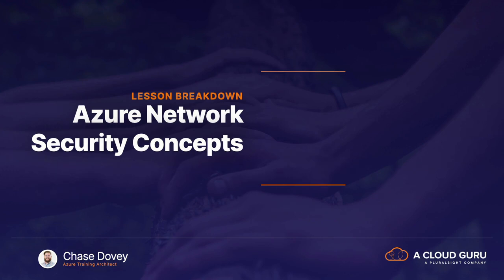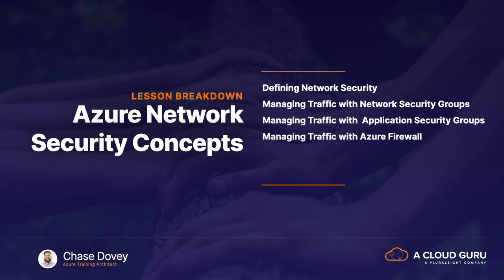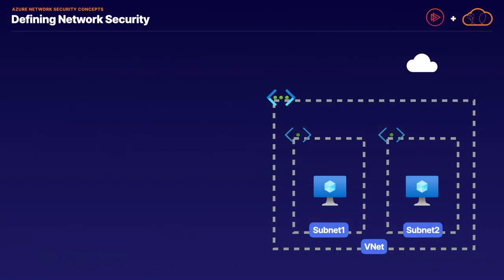In this lesson, we're going to be covering things such as defining what it is that we're talking about when we say network security. Then we're going to get into talking about how we can manage traffic with network security groups, manage traffic with application security groups, manage traffic with Azure Firewall, and then we're going to compare network security groups to Azure Firewall so that we can understand how these solutions are not competing, but rather to be used in unison for a defense in depth strategy. And then we'll round out this lesson with some key takeaways. So without further ado, let's get started by defining what we mean when we say network security.